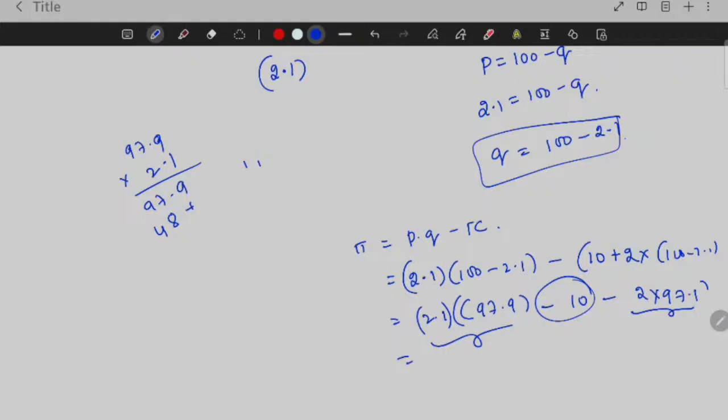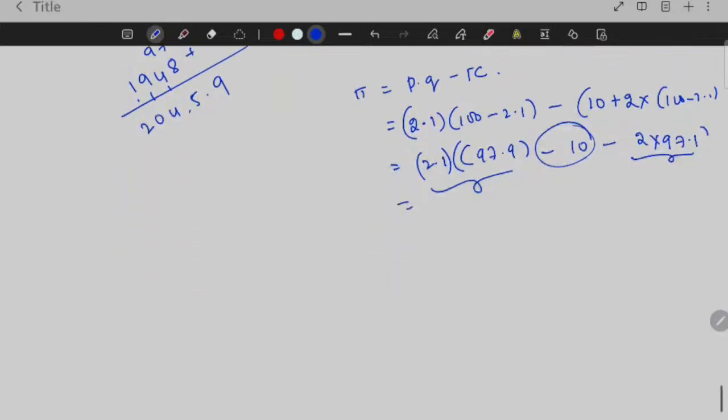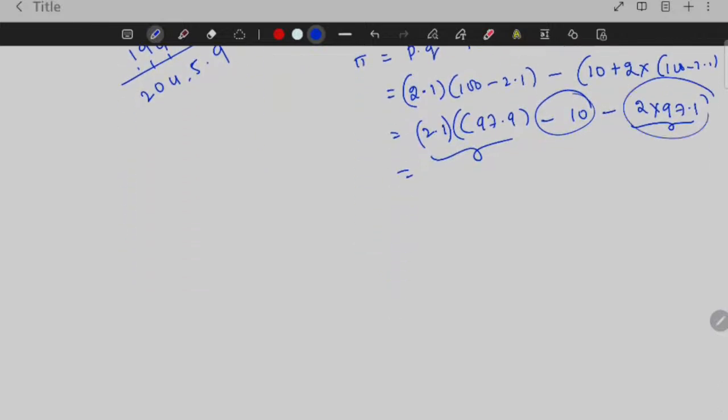2 into 9 is 18 plus 1 is 19. So 2.1 into 97.9 gives 204.59, and 2 into 97.9 gives 195.8, so the cost is 10 plus 195.8, which is 205.8. Revenue 204.59 minus cost... the result is greater than 0, right?